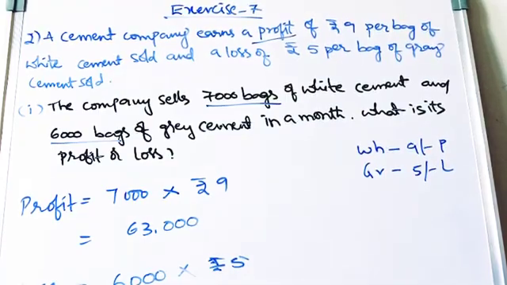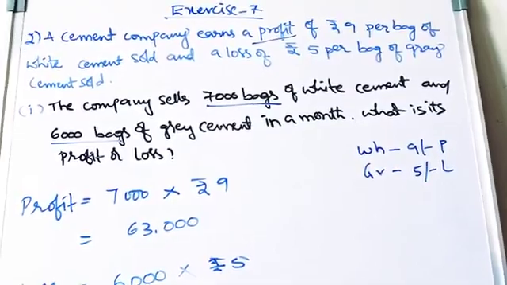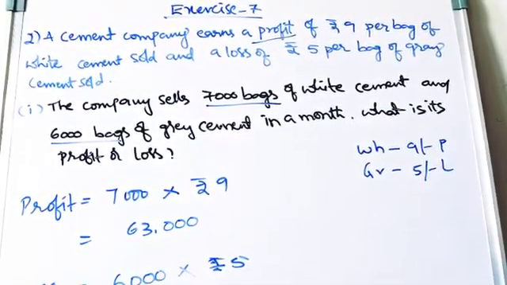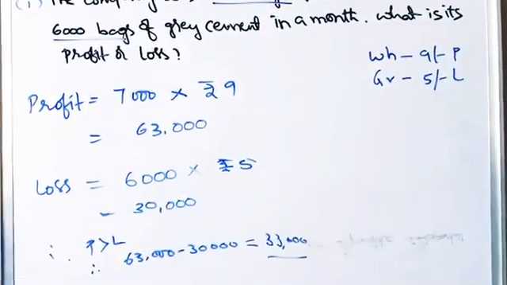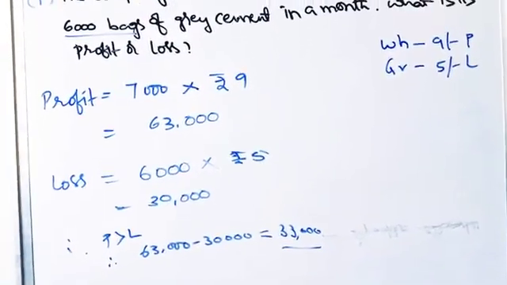So therefore here profit is greater than loss, therefore 63,000 minus 30,000, the company will get 33,000 as a total profit.